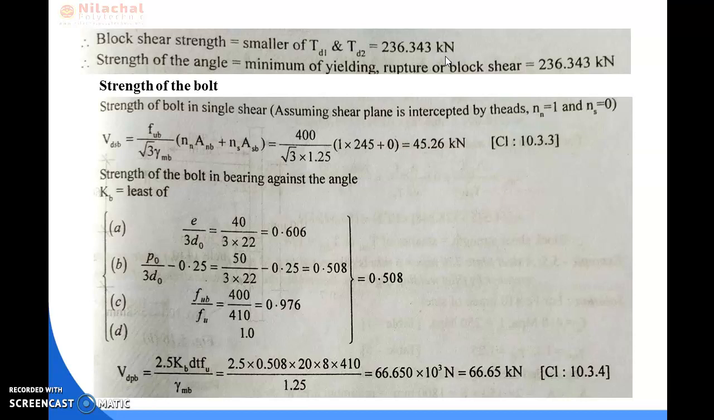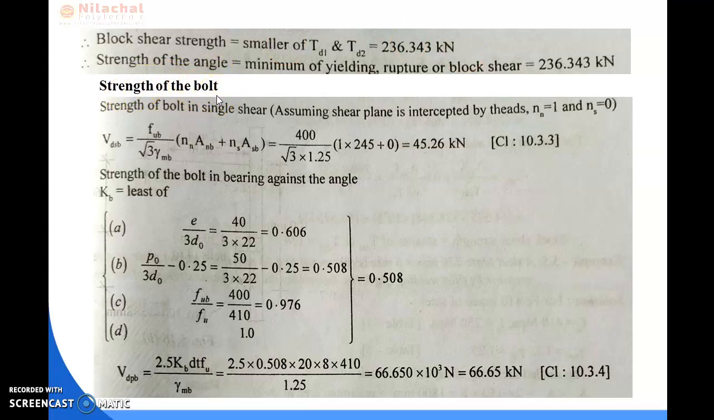So now the strength of the total angle section is equal to the minimum strength of the yielding, rupture and block shear. Hence, the minimum value of the strength is coming out as the block shear strength, which is 236.343 kilonewton. So this is about your strength of the angle section. So now comes to the strength of the bolt calculation.